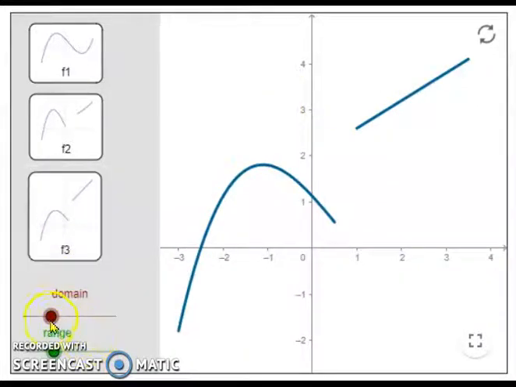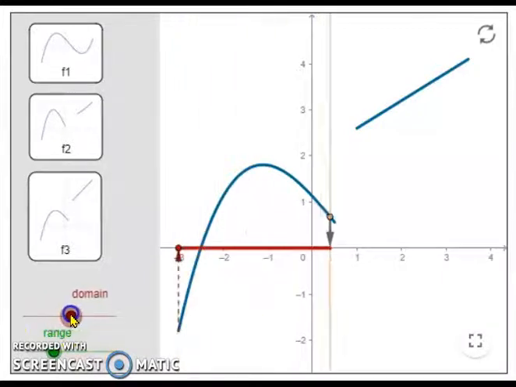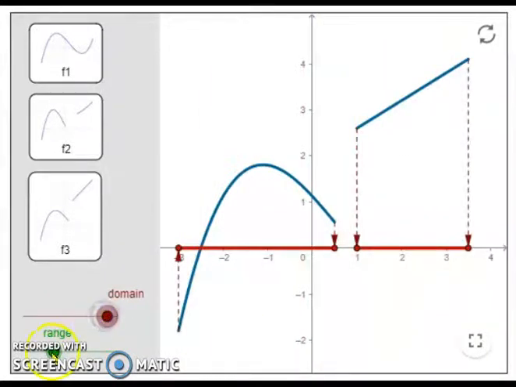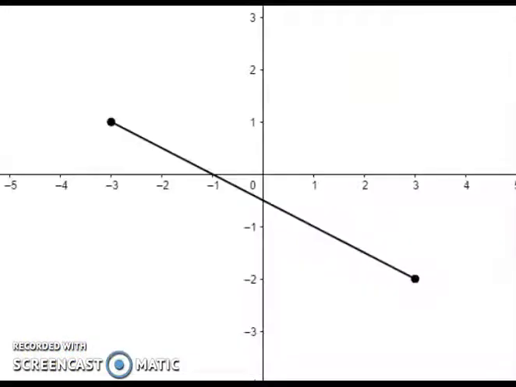For F3, okay, trace natin. This is now the domain. Ito naman yung range. For this particular example, this one is the domain and ito naman yung kanyang range.